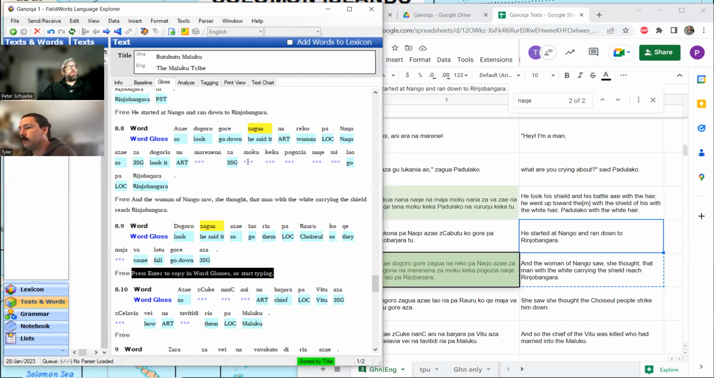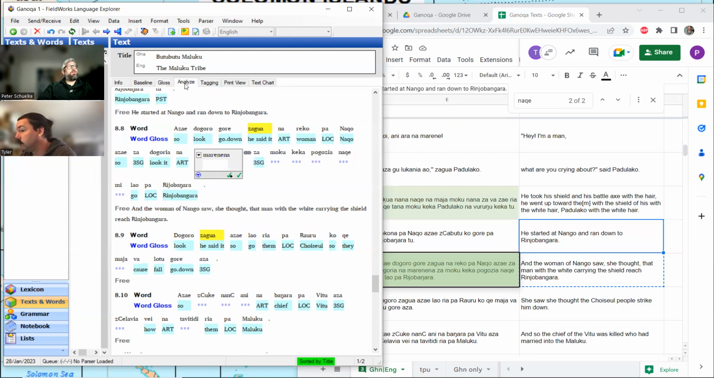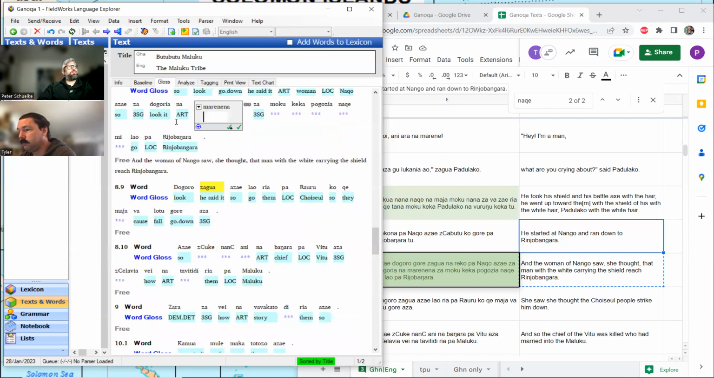So Moku Keka. We have no gloss here for this. I think for marene na, the word gloss I might put as man's hands. Hmm. So we preserve some of the meaning, or we could just put man. Yeah, I think it's someone else's man. I think the man is the possessed, not the possessor. Don't you?